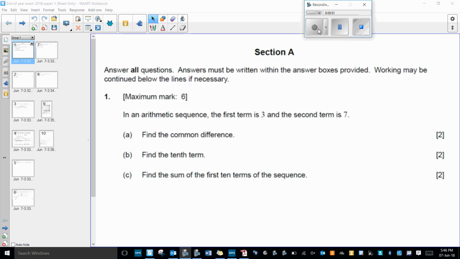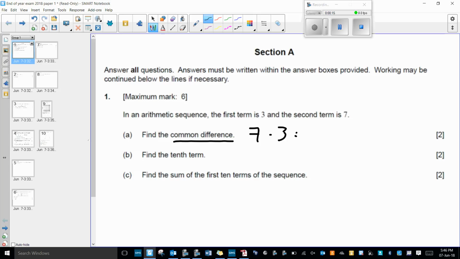Question 1. So arithmetic sequence, the first term is 3 and the second term is 7. So if we're trying to find the common difference, it's going to be 7 take away 3, which is 4. Find the 10th term. So we're going to use the formula booklet.